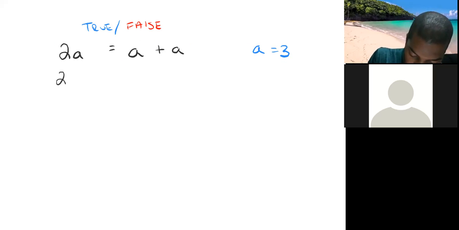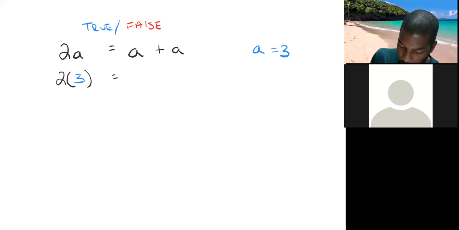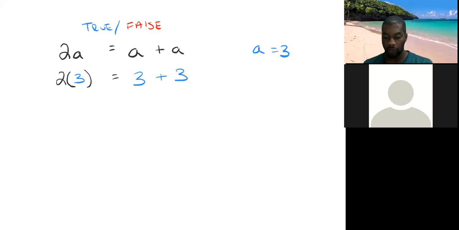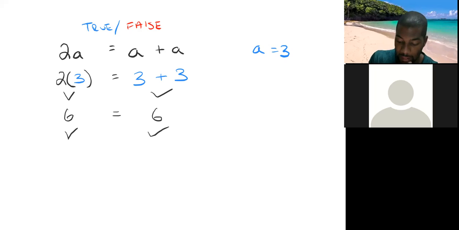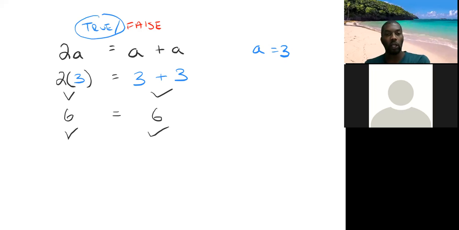So here you go, 2 times 3. Here you go, 3 plus 3, because these a's are 3. And then you evaluate. 2 times 3 is 6. Equal sign drops. 3 plus 3 is 6. 6 is equal to 6. Therefore, this is true. 2a will equal a plus a when a is 3. Very simple, right? Let's try some more.